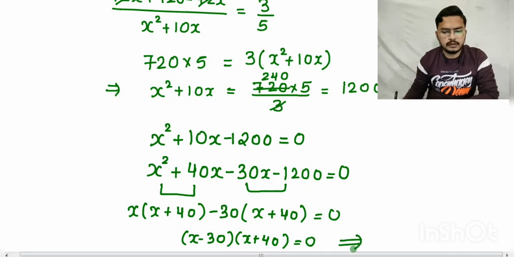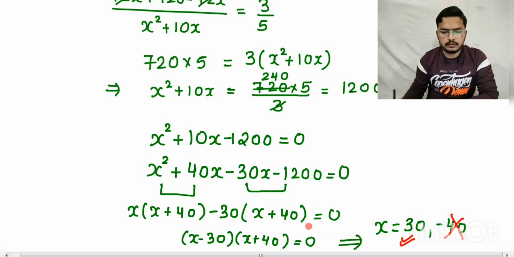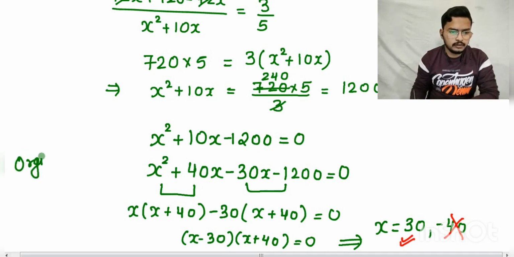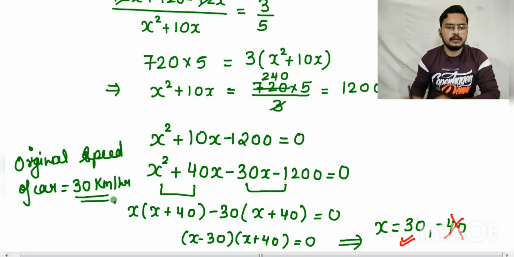From here we can clearly see the value of x can be 30 or minus 40, but speed cannot be negative, so we have to cancel this value. So my answer is x is equal to 30. Okay, so x is my original speed of the car, because we already considered the original speed of the car to be x, and the value of x is 30, so the original speed of the car is 30 kilometers per hour. That is my exact answer.